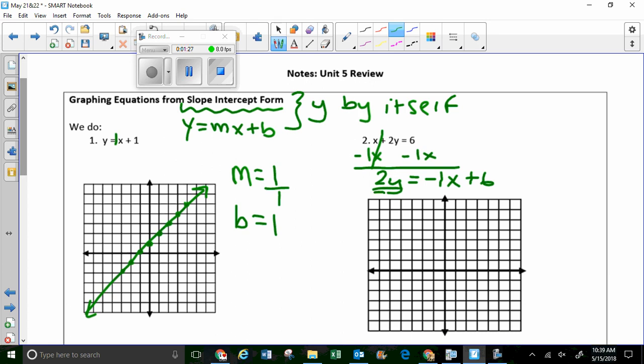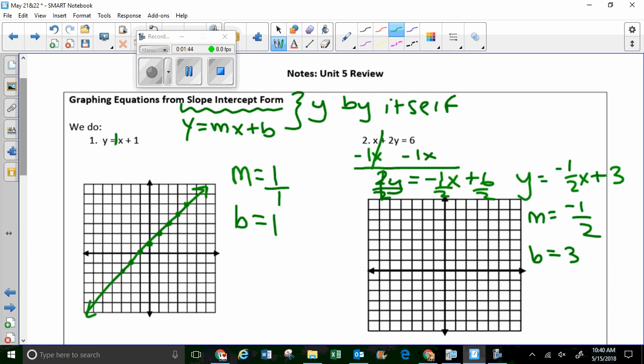And then the final step, divide each piece by the number in front of y, which is 2. So you end up with y equals negative 1 over 2x plus 3. So in this case, my slope is negative 1 over 2, and my y-intercept is 3.